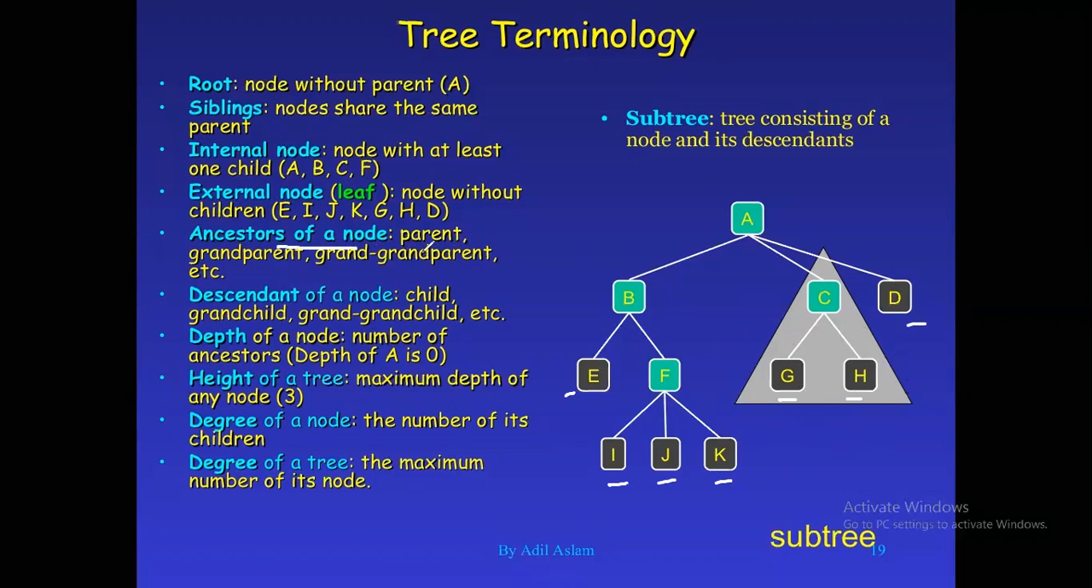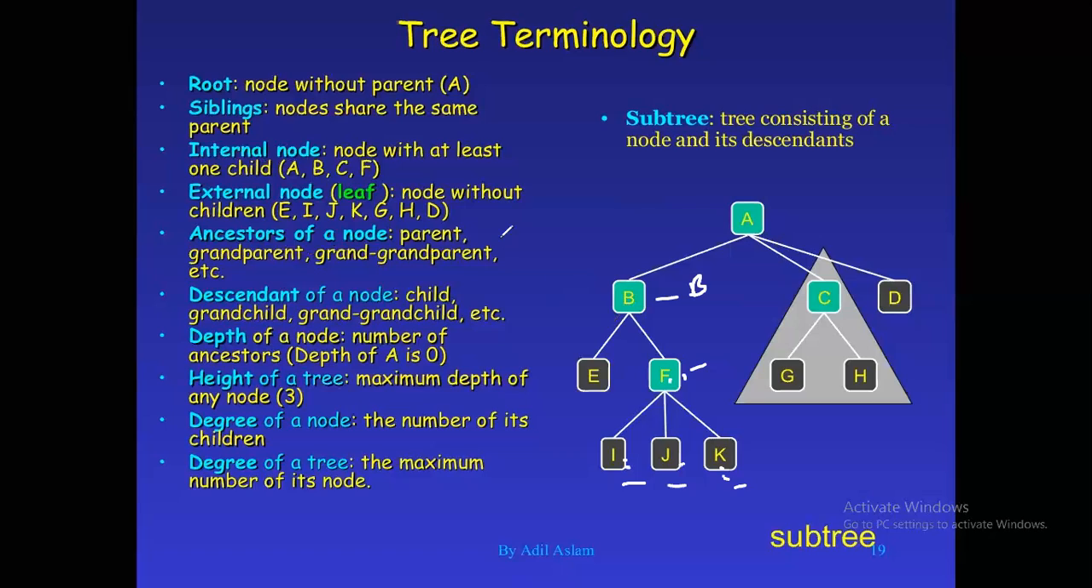Next, ancestors of a node. Ancestors of a node means the parent, the grandparent. For example, when you take F or E, the parent is B and then A. They are called ancestors. Descendants of a node: our children are the descendants. For example, B's child is F, and F's children are I, J, K. So F, I, J, K are the descendants of B. Ancestor means our previous ones, parents and grandparents. Descendants means our children.